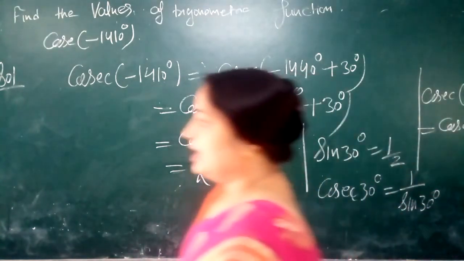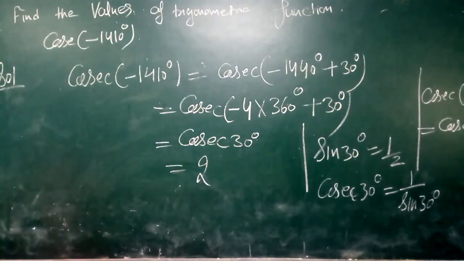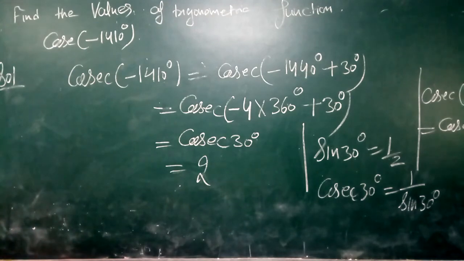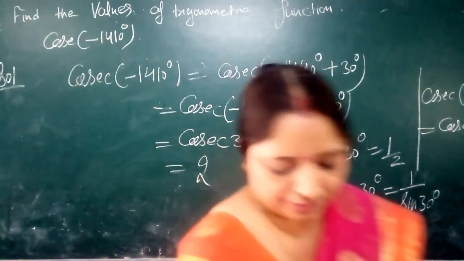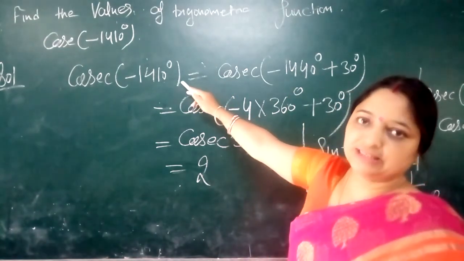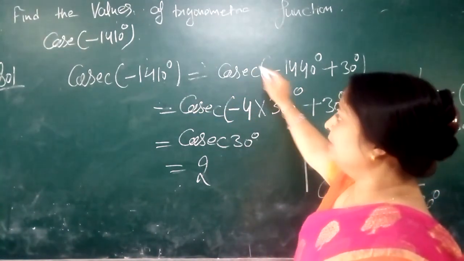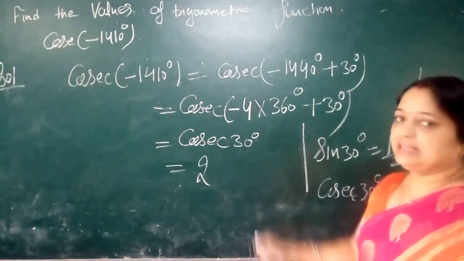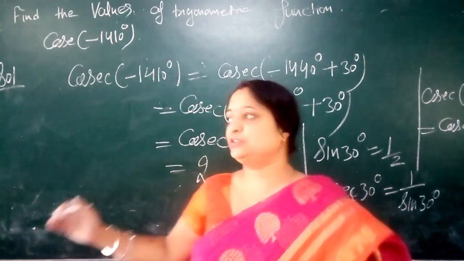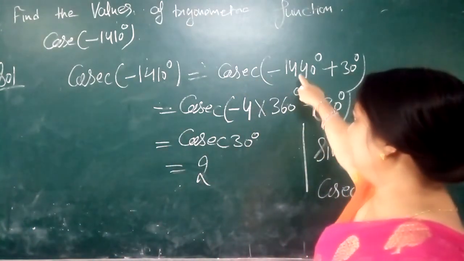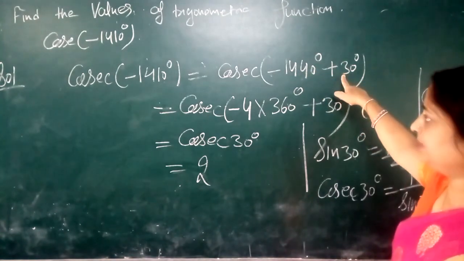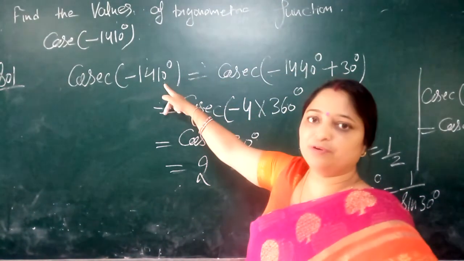So this is the answer of cosec of minus 1410 degree. Once again I am telling you, first of all you will change this term, cosec 1410 degree. We have to take the angle. Angles start from 0, 30, 45, 60 degrees, so we will make the angle like this. Here it will come minus 1440 degree. When we add 30 here, it will come minus 1410 degree.